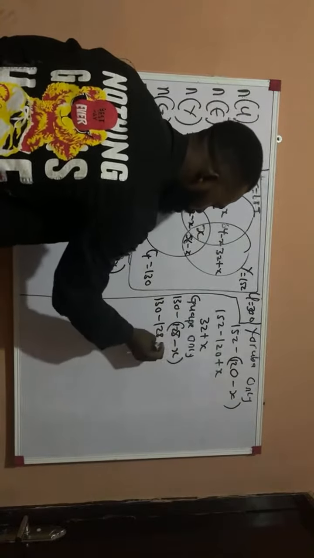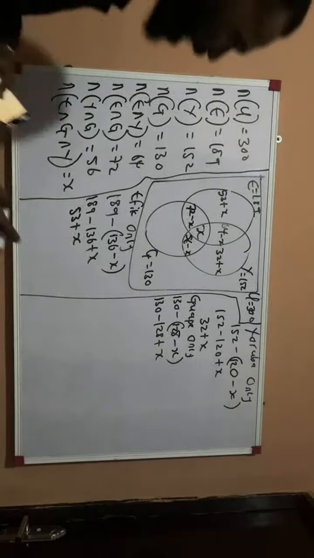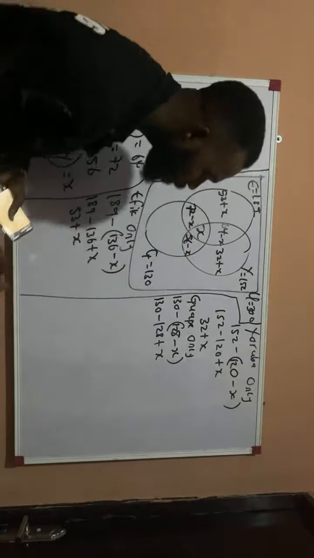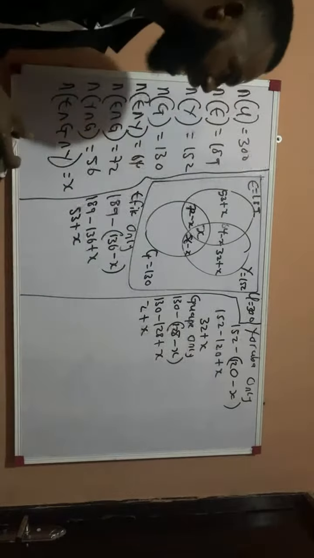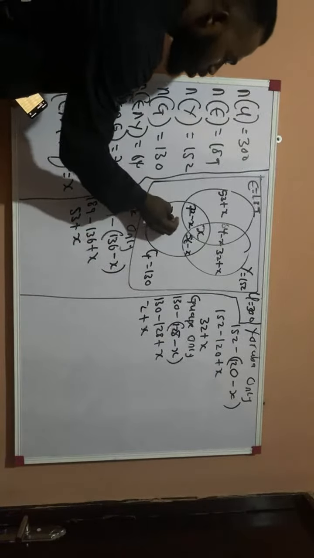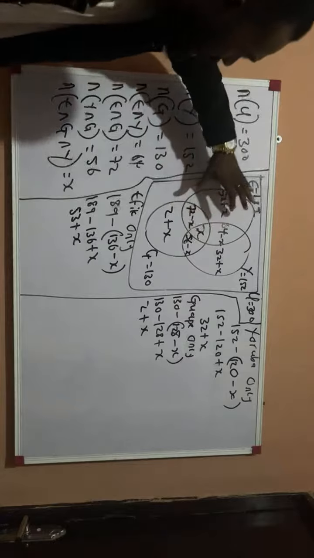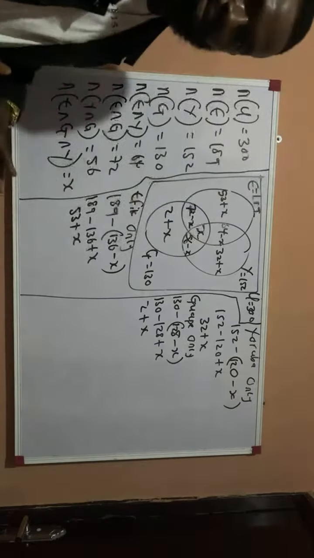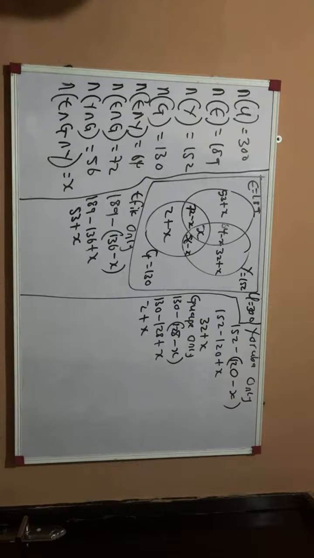Now opening the brackets, we have this 130 minus 128. Now minus times minus gives us plus x. Are we there? Now 130 minus 128 will give us 2 plus x. So it means that Gbape only is 2 plus x. So if you see, our Venn diagram is complete. It is complete. There is no space.